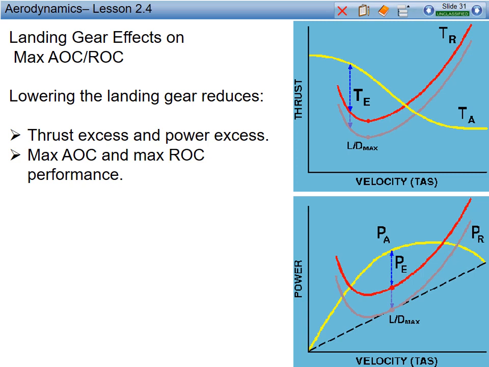Landing gear. Lowering the landing gear will increase the drag, causing a decrease in thrust and power excess. It will not affect the airspeed needed to fly, but it will increase the power and thrust required to attain that airspeed, thereby decreasing thrust and power excess and decreasing your maximum angle of climb and rate of climb performance.